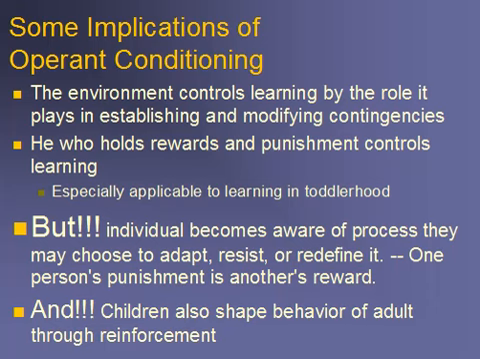Okay, let's end our discussion of operant conditioning by talking about a few of its implications. The first is that the environment controls learning by how it establishes and modifies what happens. He who holds the rewards and gives out the punishments controls learning. It's especially applicable to learning in toddlerhood, because toddlers seem to respond to this type of reward and punishment or reinforcement type learning.